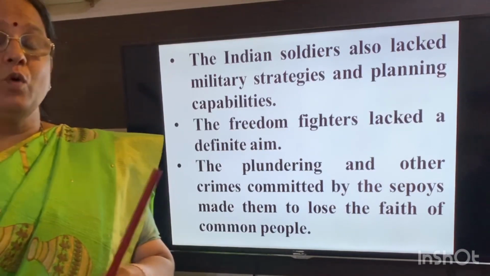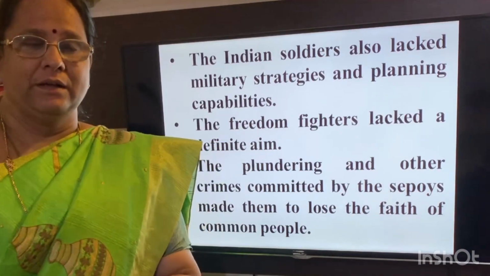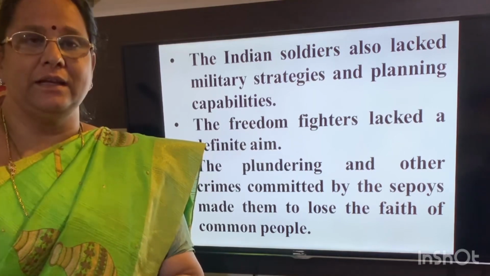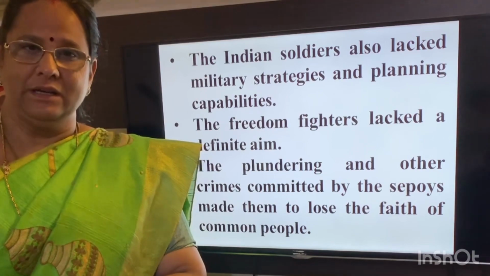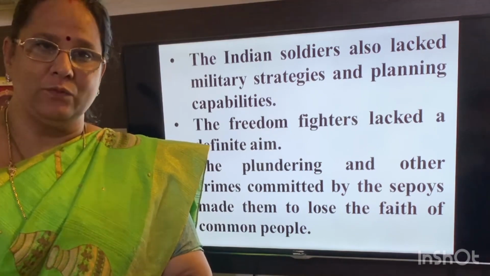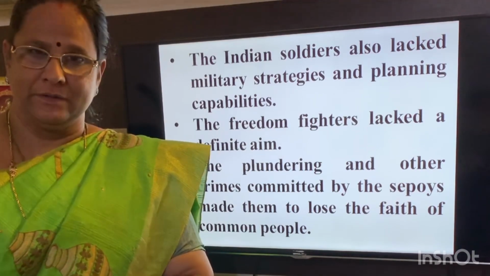Next we will learn what other capabilities were lacking in the Indian soldiers. In that, military strategy and planning capability was lacking in the Indian soldiers.